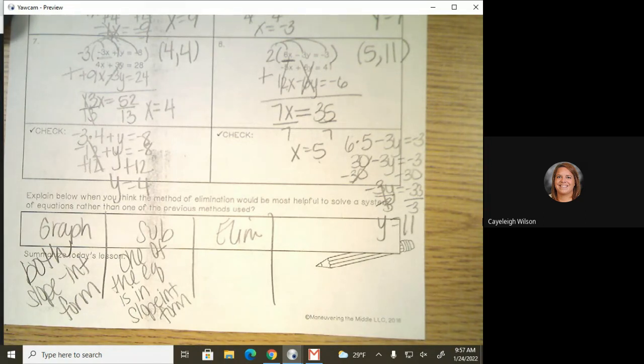Okay, and I've got a prize for somebody that can answer this question. What kind of prize? Food. Okay, listen. You've got to raise your hand. Taryn is right, but I'm looking for something specific. Taryn says when both of them are not in slope-intercept form, you would use elimination. What is it called when they're not in slope-intercept form? Preston.